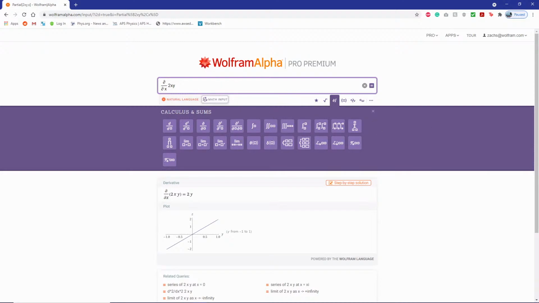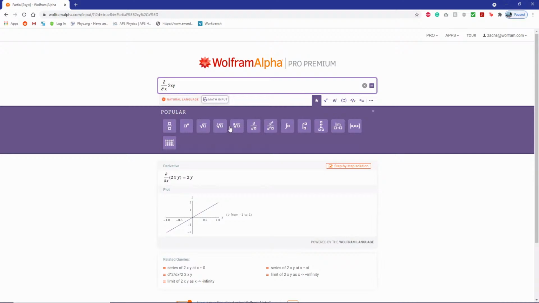Other things you can do with this pretty simply, if there's popular things that you would expect, like your roots, your sums, your limits.